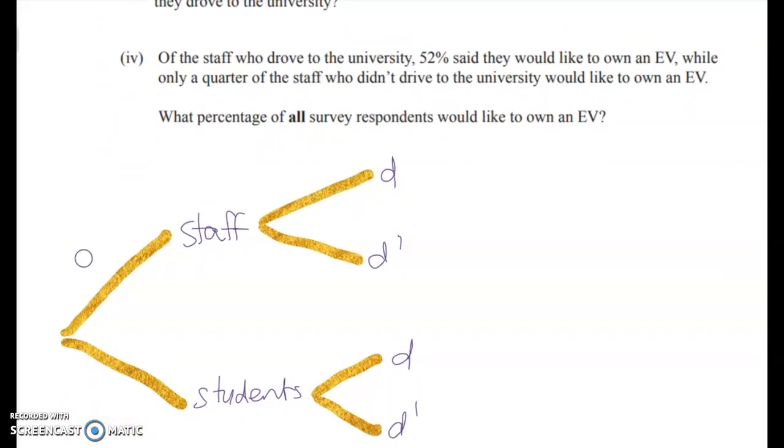So it's 15% here, which means that down here must be 0.85 because they have to add to 1. And then 90% of the staff did drive. That means the other 10% didn't. And for the students, if you look back up, it was 0.43 drove, which means the other 0.57 didn't drive.